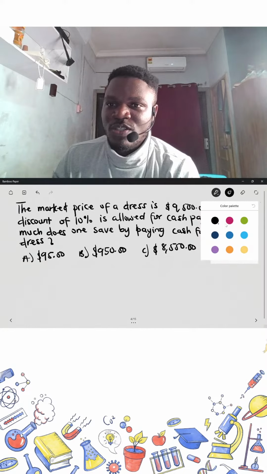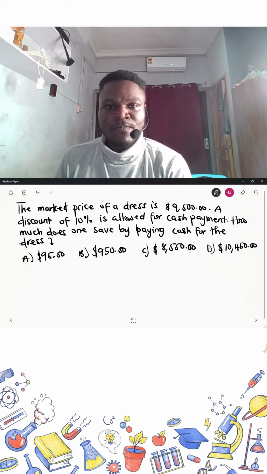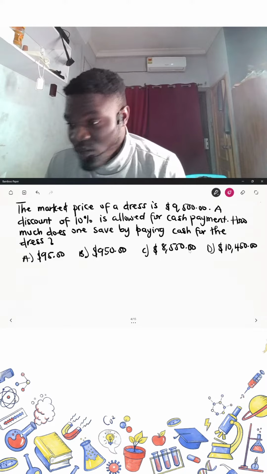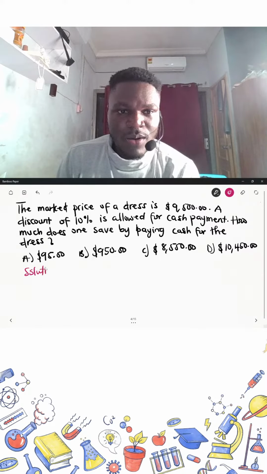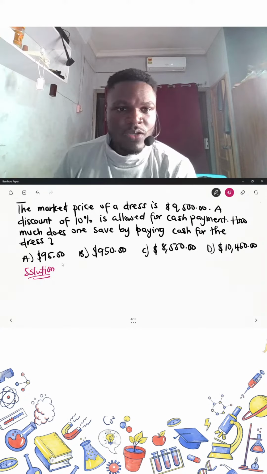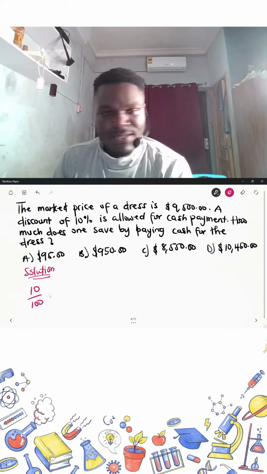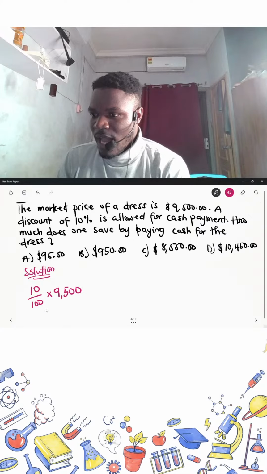So let's look at the solution to this problem. By the question saying how much does one save by paying cash, it means how much is the discount that you were given. Are we okay? So we write down our solution. How much you save is 10% of the original price of the shirt. So that will be 10 divided by 100, that is the 10%, multiplied by 9,500. Are we okay? So this is what we now have.